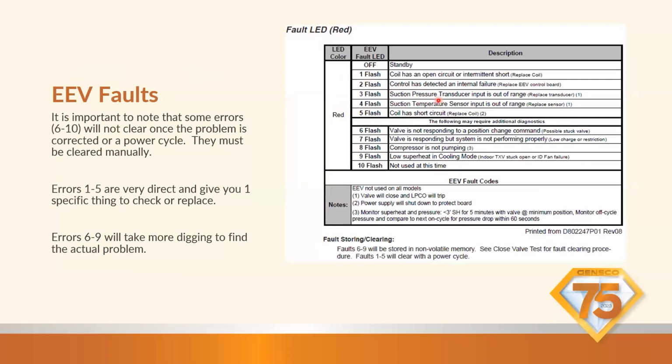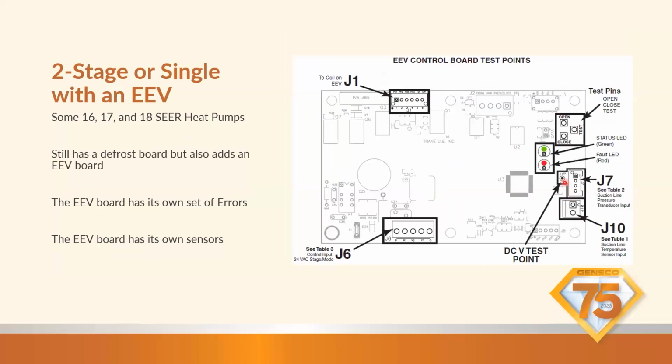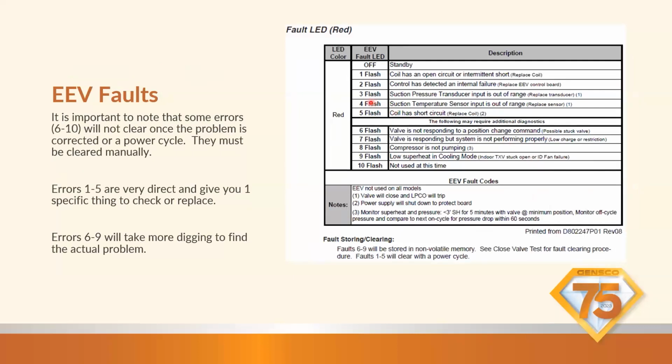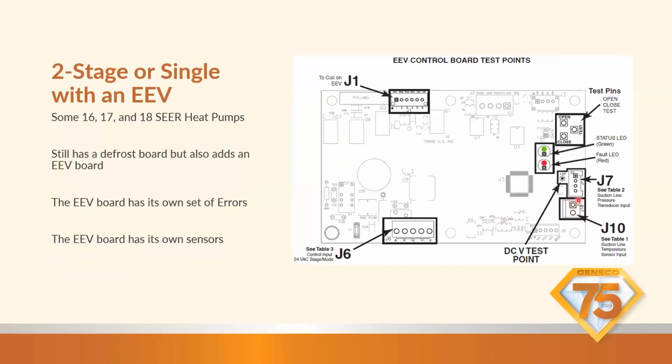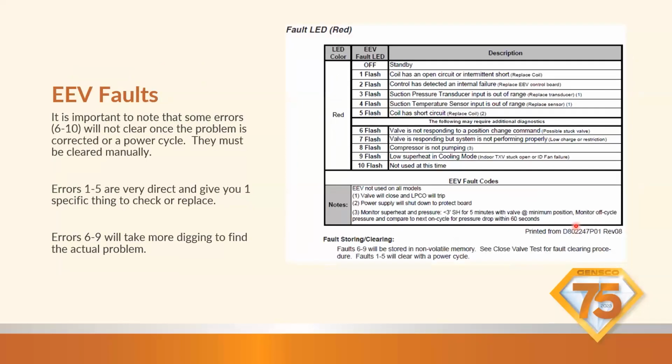A 3 flash, the pressure transducer input is out of range. Great. We can measure that. We can test it. It's got a test point right here next to the plug where it says plus VP. I'll show you how to test that, where the scale is for that. A 4 flash, also suction temperature sensor input is out of range. So that's this guy right here. So we're getting a bad reading on the suction temperature sensor.